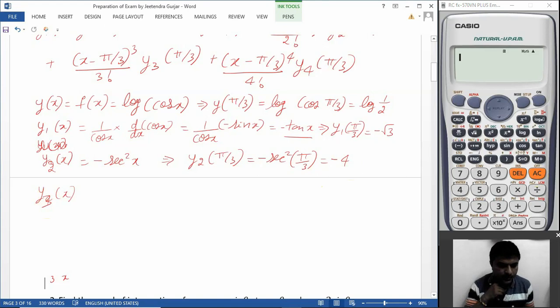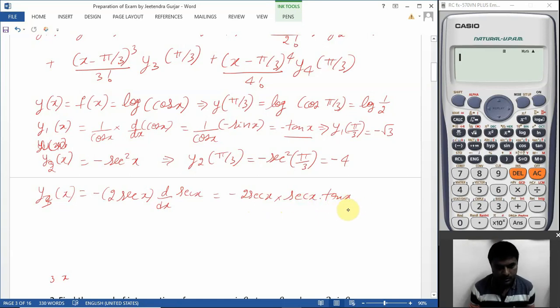Okay, next I will go to y3 of x. Yes, friends. So differentiate this sec square x. What is differentiation of sec square x, friends? Please remember, inner differentiation we are going to do: minus, differentiation of sec square x is 2 sec x into differentiation of again sec x. So this is going to become minus 2 sec x into tan x. Differentiation of sec x is sec x into tan x. Okay, so you're preparing for the examination, you should be fast. It is going to become minus 2 sec square x tan x.